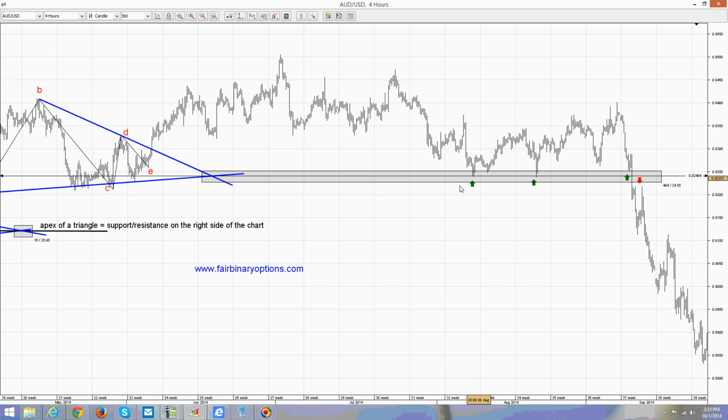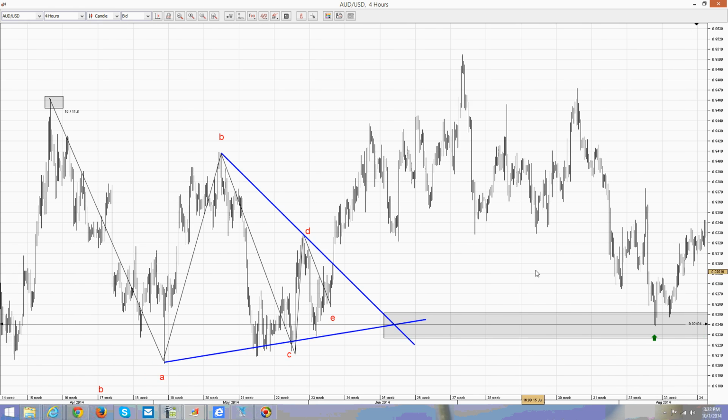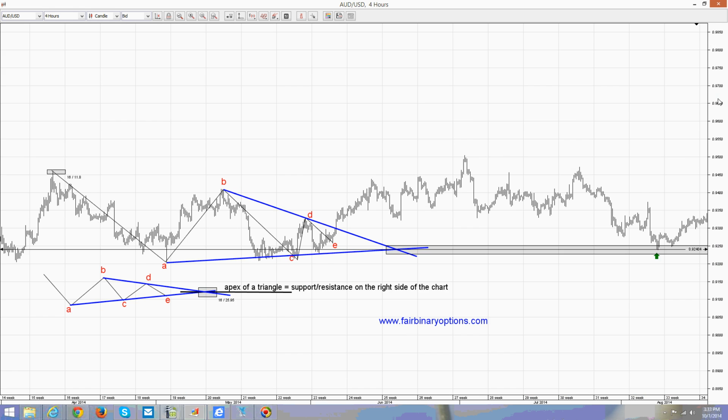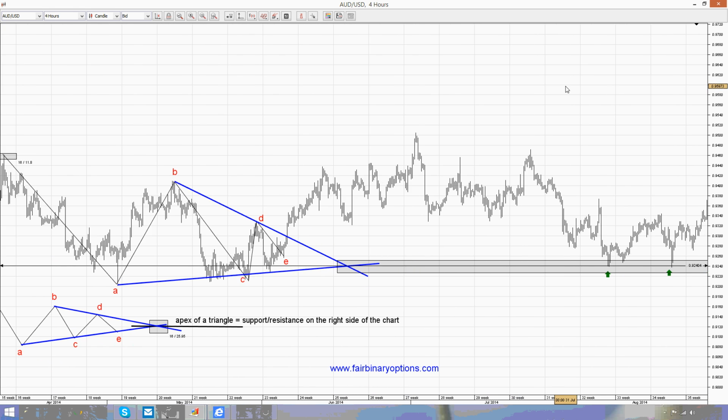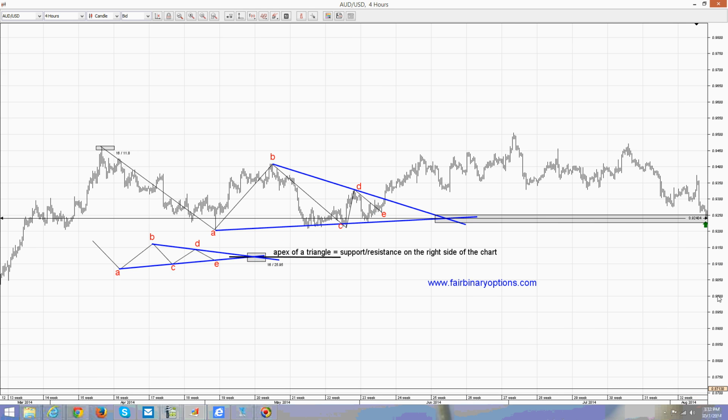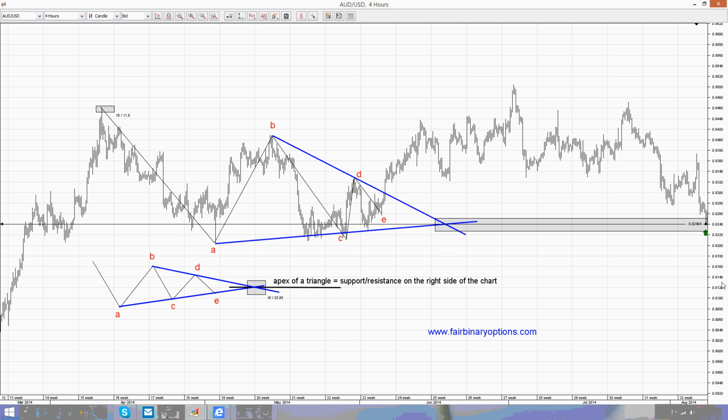I think you got the picture. I think you got both the theory and the practicality of trading the apex of a contracting triangle. And again, I will end with the first thing mentioned at the beginning of this mini educational series. The bigger the time frame, the stronger the support and resistance. The bigger the triangle, the stronger the support and resistance.